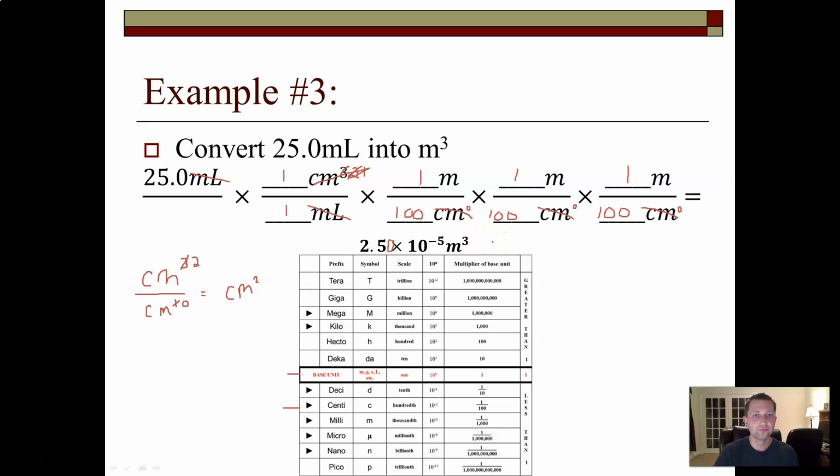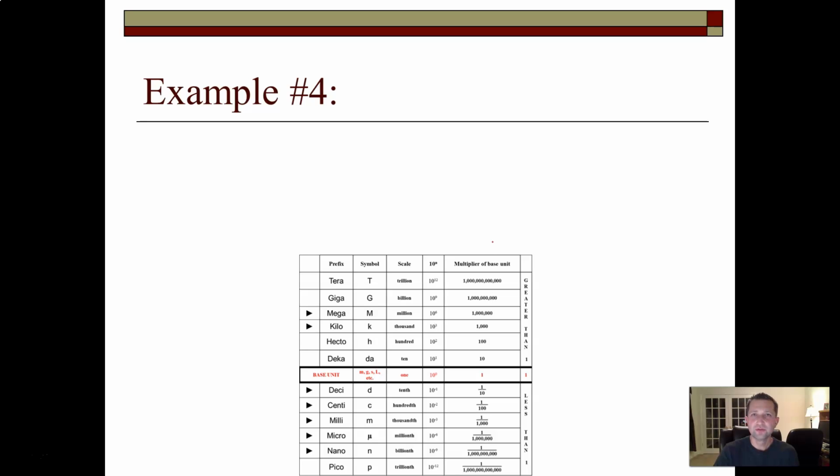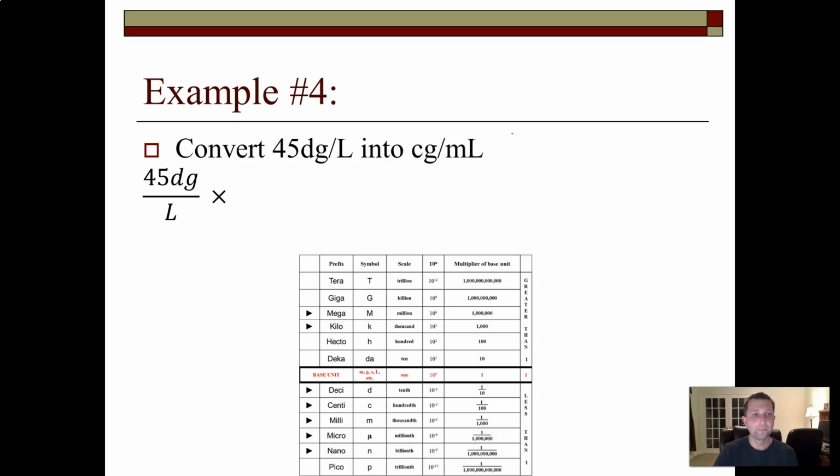One left to go. Students always get confused by this last one. Don't be. Convert 45 decigrams per liter into centigrams per milliliter. You're like, what on earth? No big deal. Follow your rules. You're good to go. So let's write it out. First of all, I like to do it this way.